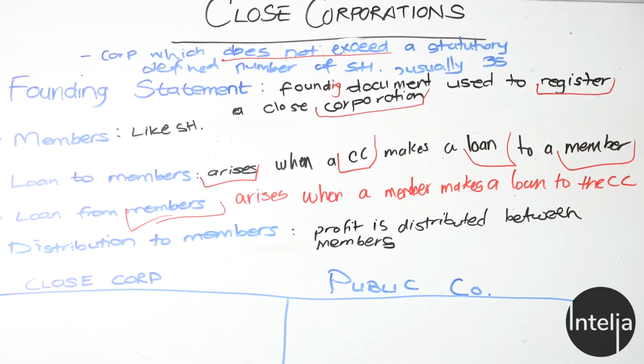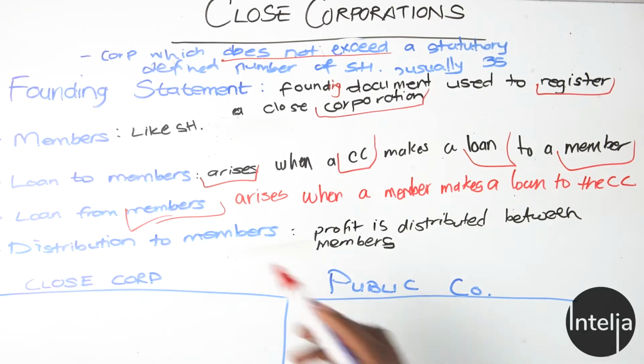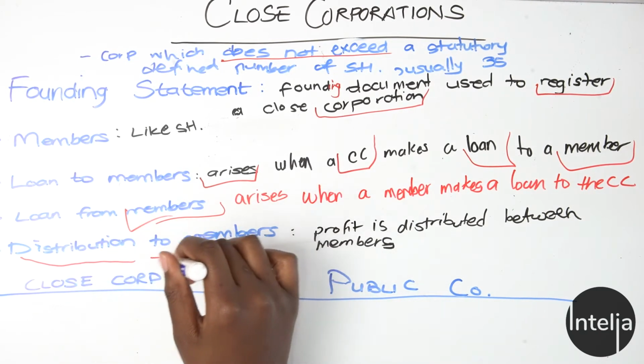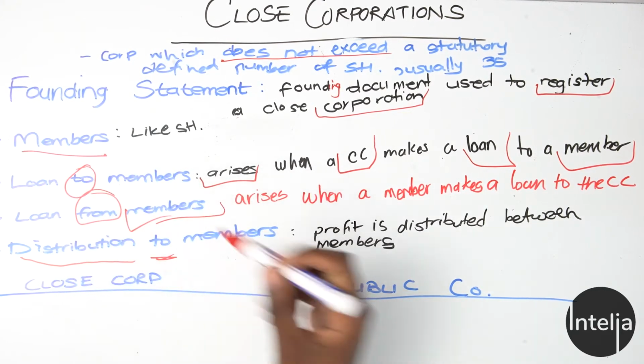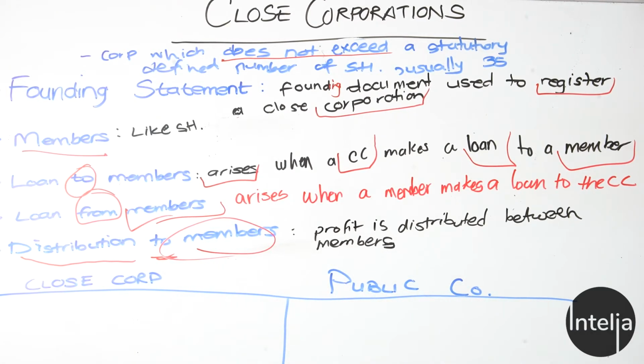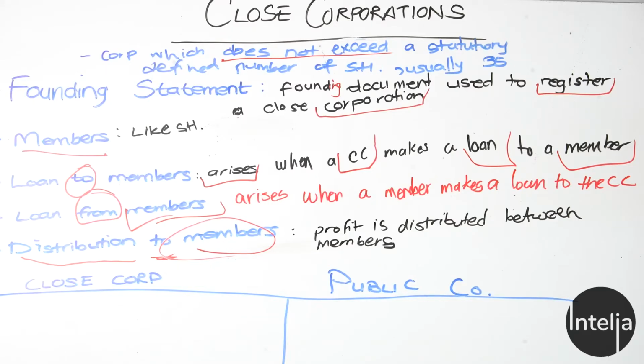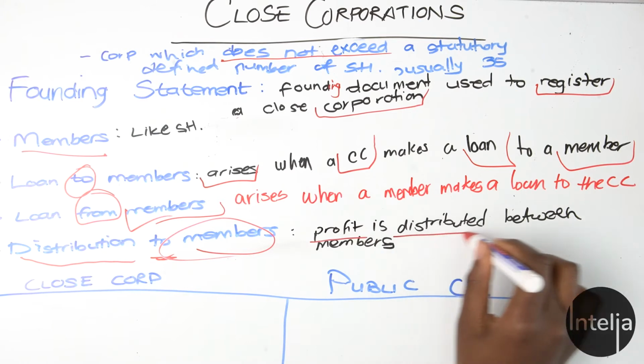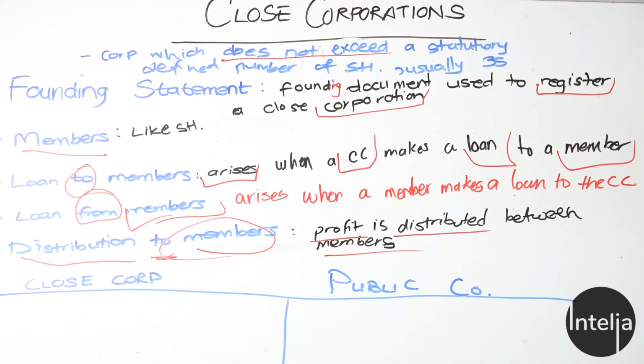Then we will look into the distribution to members. So here we had members, a general definition, and now we have the distribution to members, right? This is basically the equivalent to dividends, right? So it's profit. I hope you can see that it is profit which is distributed between the members. It's almost the equivalent: what dividends are to a company, this is what distributions are to a closed corporation, right?